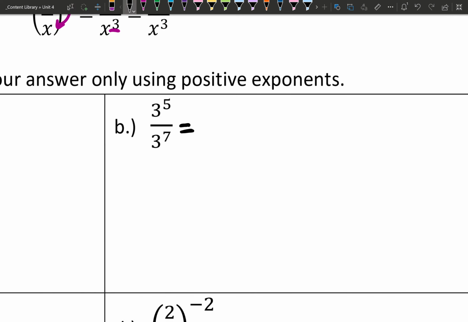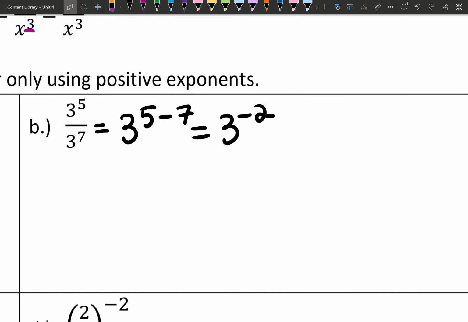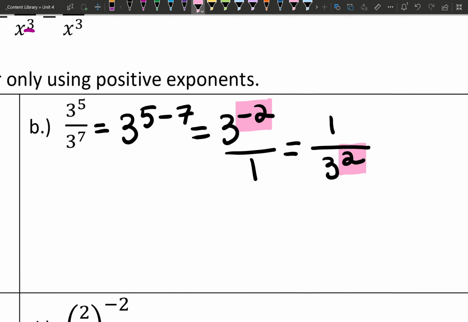Letter B, we got 3 to the 5th over 3 to the 7th. So that's 3 to the 5 minus 7, which is 3 to the power of negative 2. We don't like that. We'd like to have a positive power. So I'm going to rewrite it as 1 over 3 to the power of positive 2. So negative on top goes onto the bottom. 3 to the power of 2 is 9. So the answer is 1 over 9.